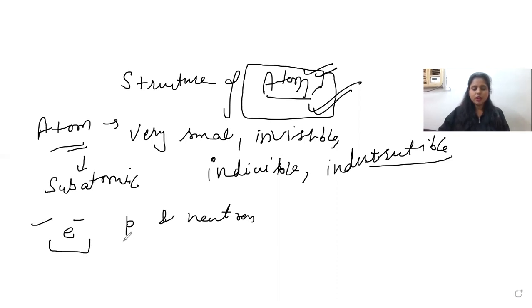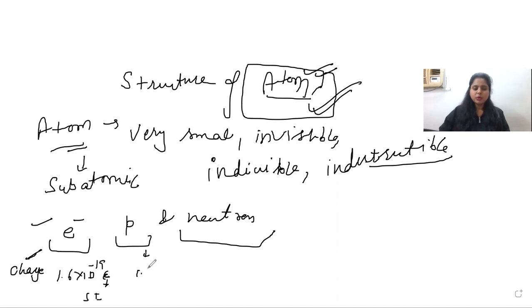So do they have mass or charge? What are the properties of the subatomic particles? Yes, they have mass and charge. So what is the charge on the electron, proton, and neutron? Electron has the charge of 1.6 into 10 raised to power minus 19 coulomb. Coulomb is the SI unit of the charge, and proton has 1.6 into 10 raised to power minus 19 coulomb. Electron is negatively charged and proton is positively charged. Neutron does not have any charge. It is neutral in nature.